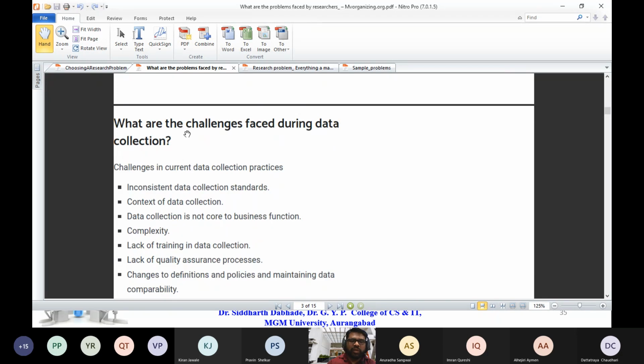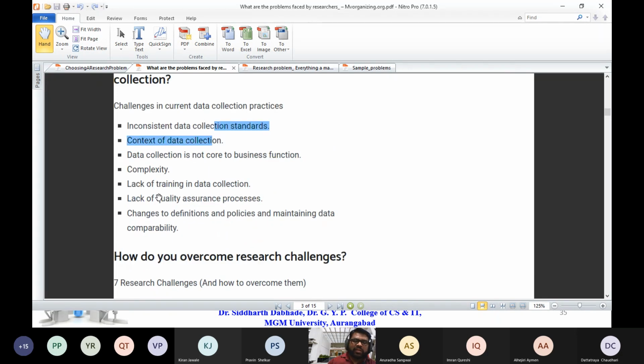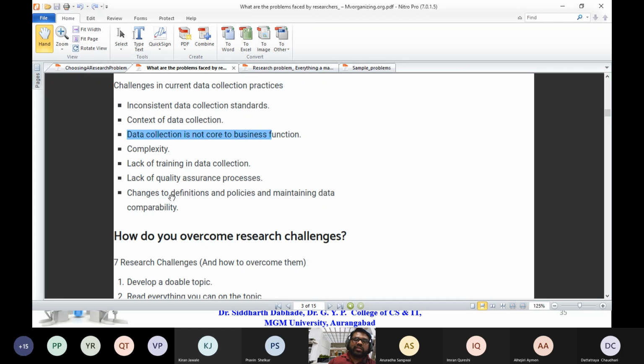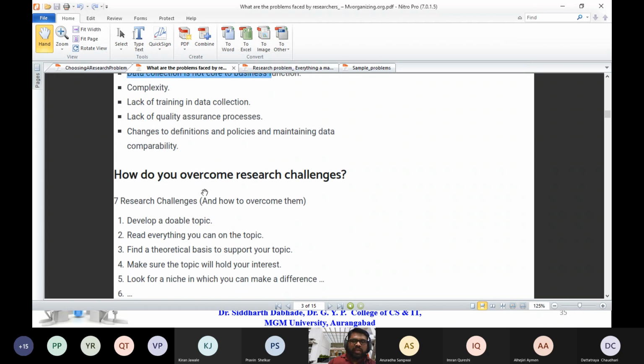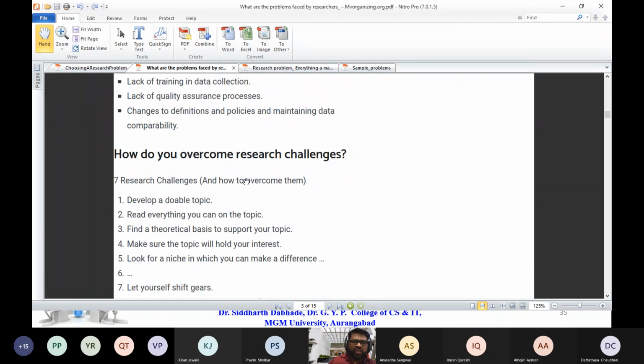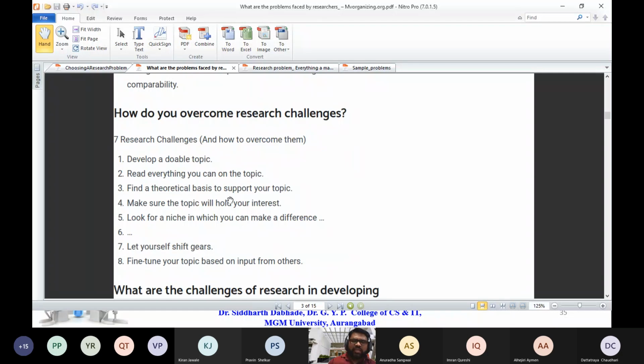Okay, so this is the important point. What are the challenges faced during data collection? If you don't have the data, and you need to collect the data from different resources or different agencies, at that time so many challenges or problems are faced by the researchers. Like inconsistent data collection standards, context of data collection, data collection not being core to business function, complexity, lack of training in data collection, lack of quality assurance process, and changes to defined policies and maintaining data. Okay, so many things are there, and we need to overcome these upcoming challenges in your research.